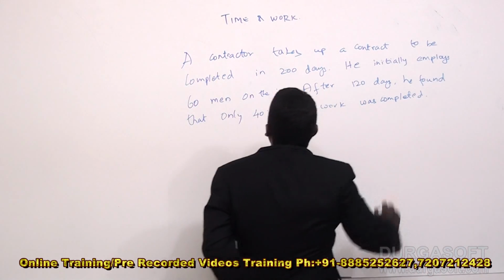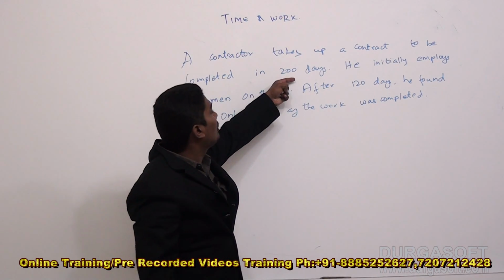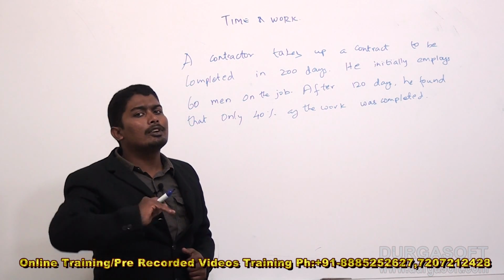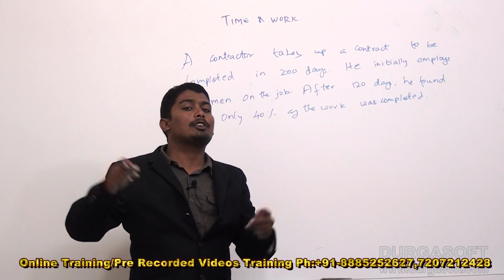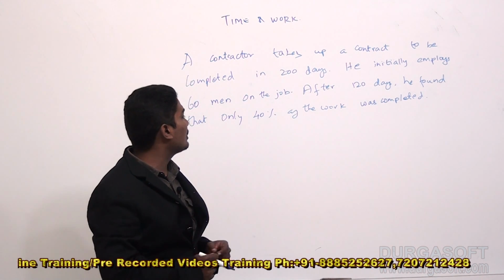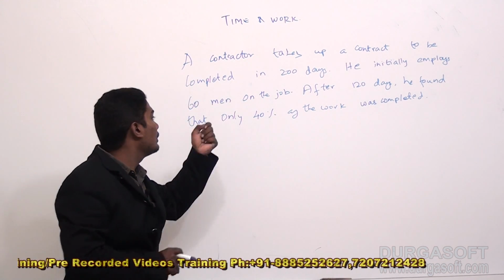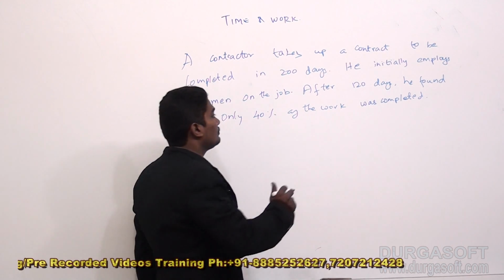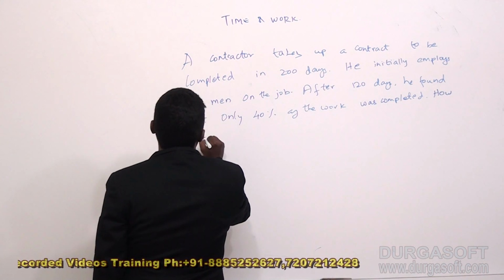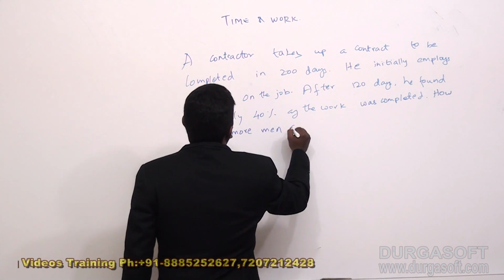So you see here 200 days he took. So the total contract time is 200 days, which means in 100 days itself half of the work should get completed. In 200 days the complete work should be finished, meaning in 100 days, half of 200, at least 50% of the work should be completed. But here they say that in 120 days itself only 40% was completed. How many more men should be employed?